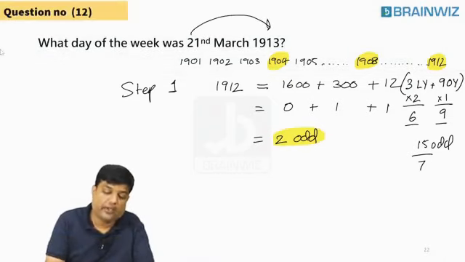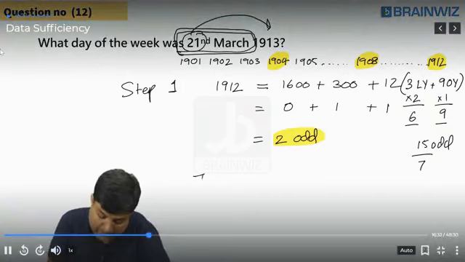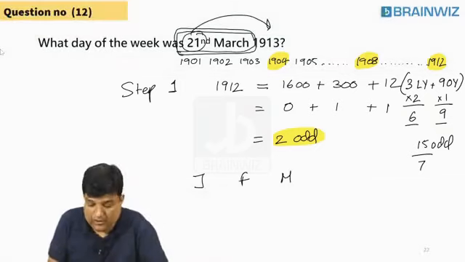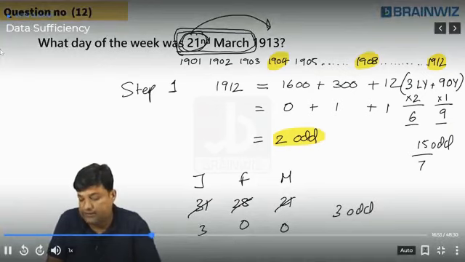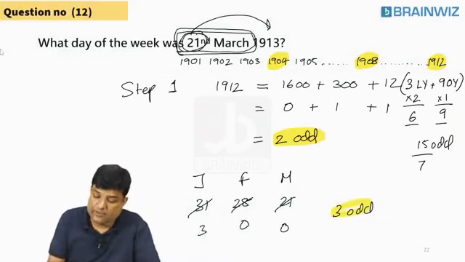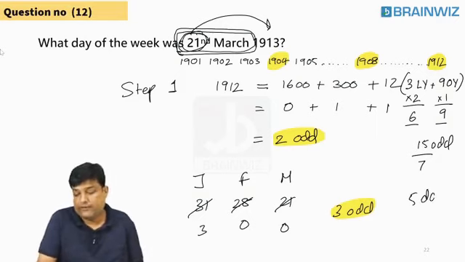We are stepping into 1913. March is over. So let me calculate here. January, February, March. January I've got 31 days, divided by 7, how much? 0. So 0 plus 3 is what? 3 odd days. So students, here you have got 3 odd days, here you have got 2 odd days. Well, 3 plus 2, 5. So we have got 5 odd days.